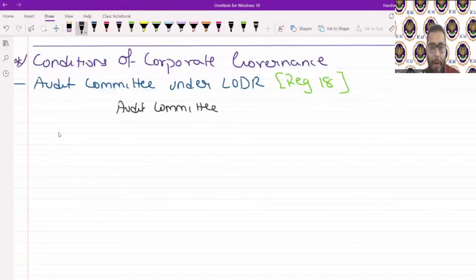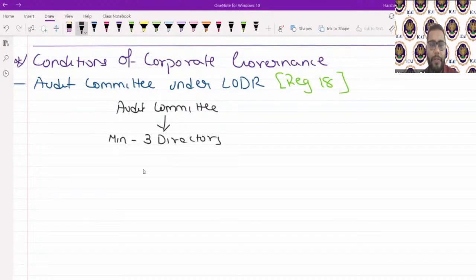Now as per LODR, the audit committee shall have a minimum of 3 directors. It can go to a maximum, but a minimum of 3 should be there. Out of the directors in the audit committee, 2/3 members shall be independent. And if there are superior rights of equity shares, then the audit committee shall comprise only independent directors.